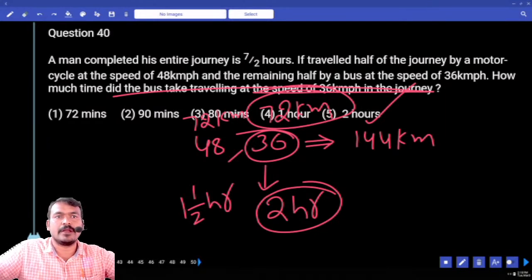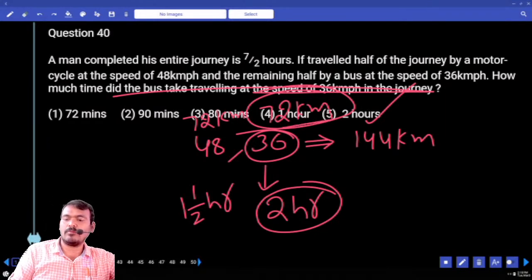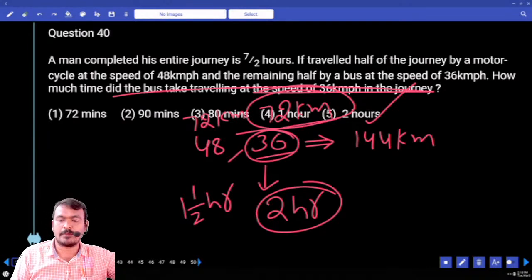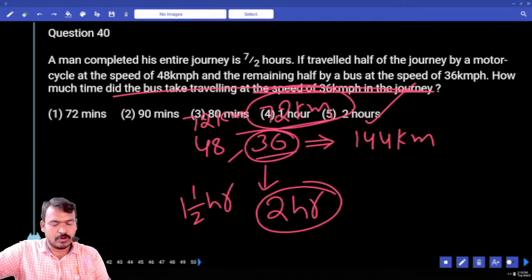Distance by speed. 72 kilometers with a speed of 36 km per hour. How much time is taken? 2 hours.